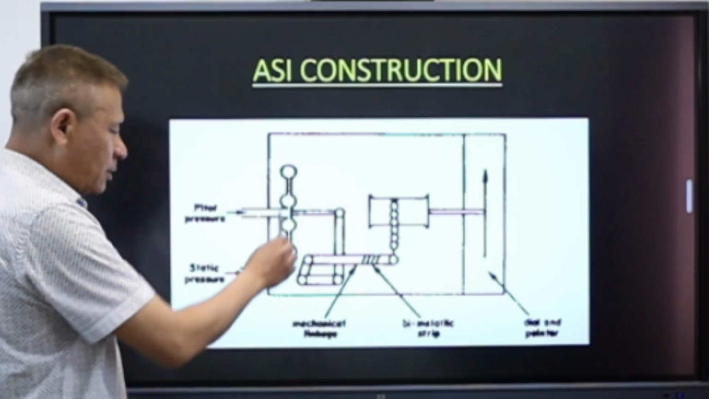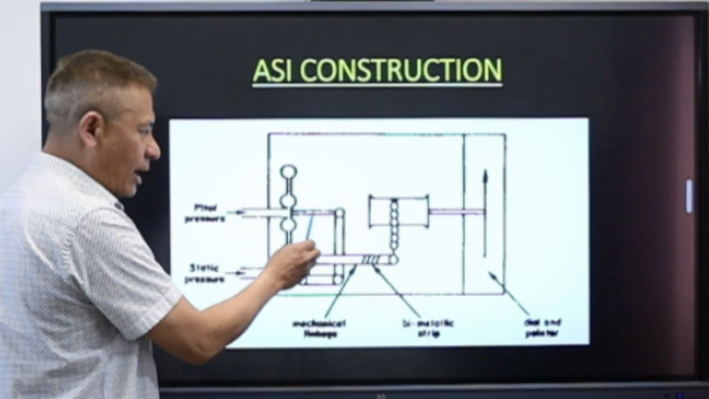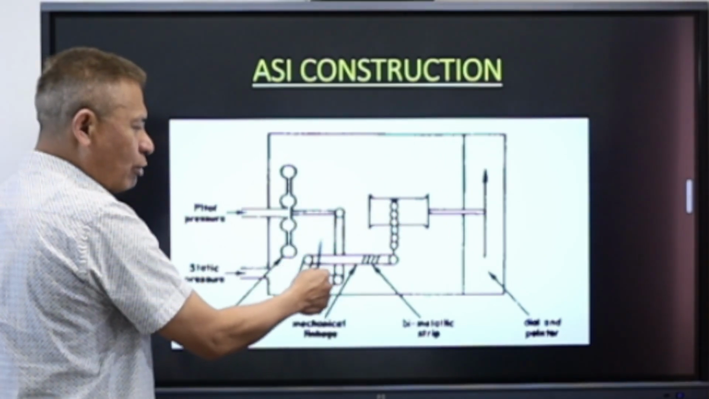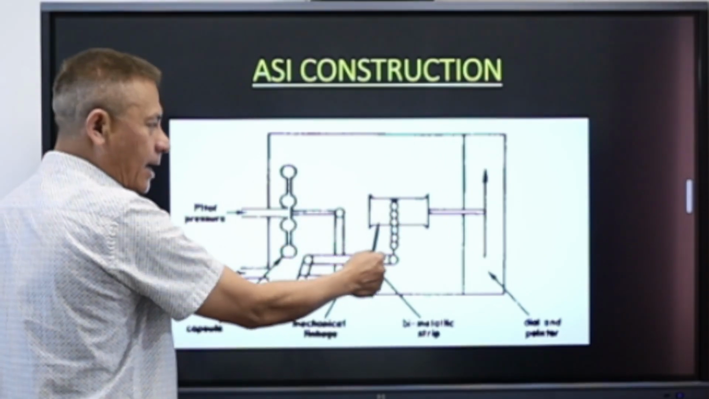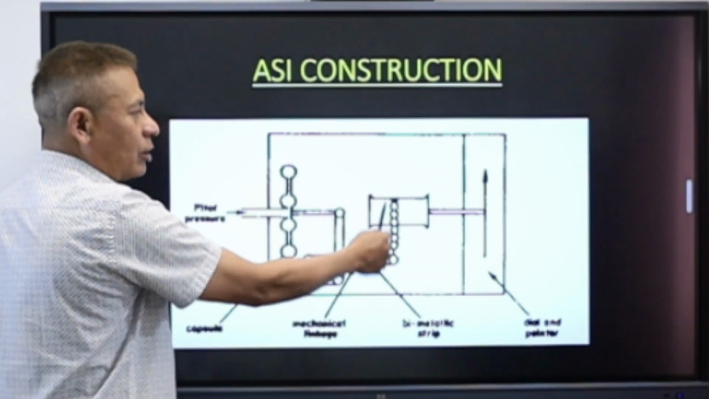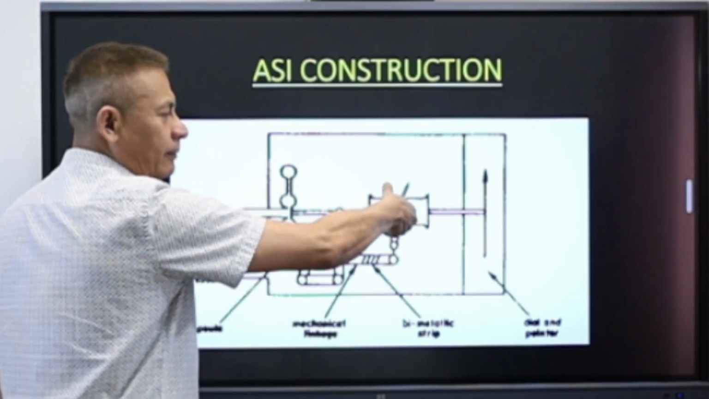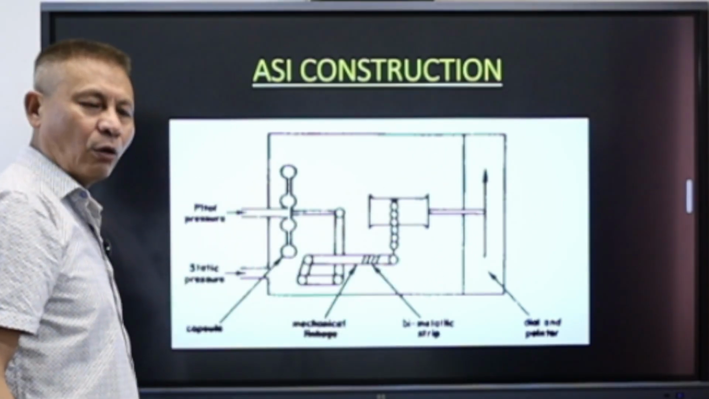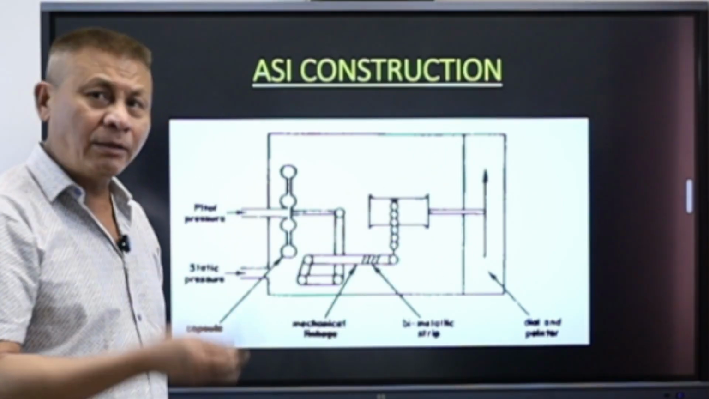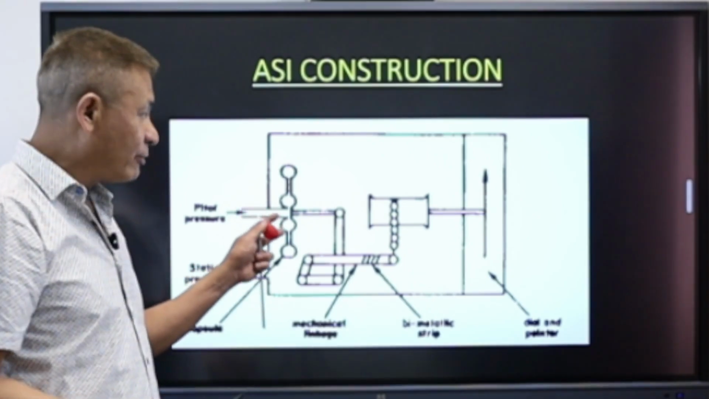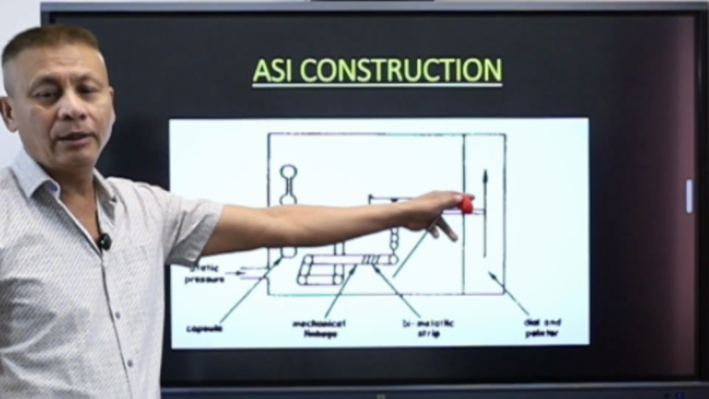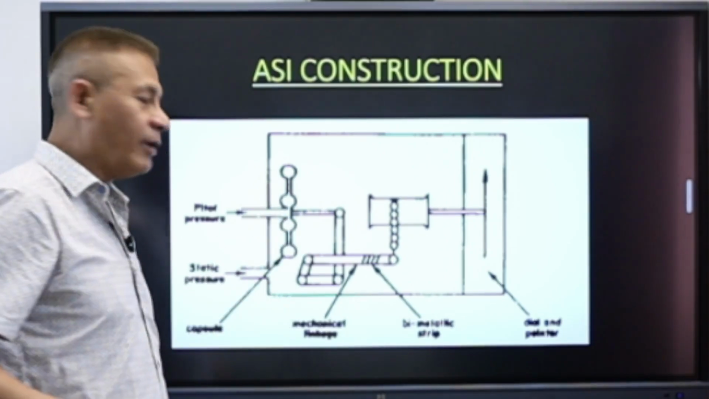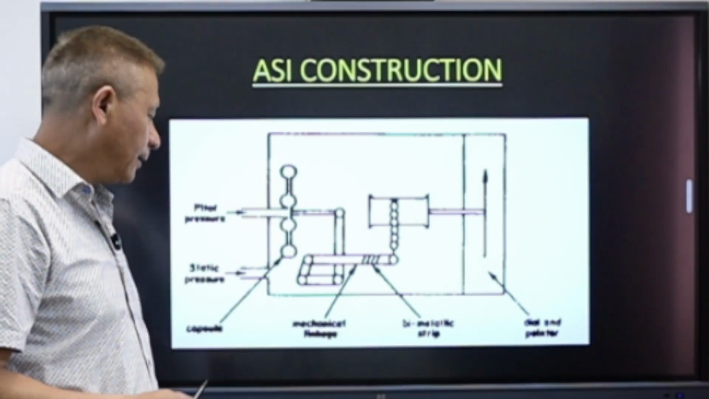So whenever this capsule expands or contracts, the lever is going to move forward or backward. Through a system of linkages, I can connect to a drum, where the drum will be rotating, and the needle will also rotate. Therefore, any pressure which is felt in this capsule can now be converted into an indication in terms of a speed. That is the function of an airspeed indicator.